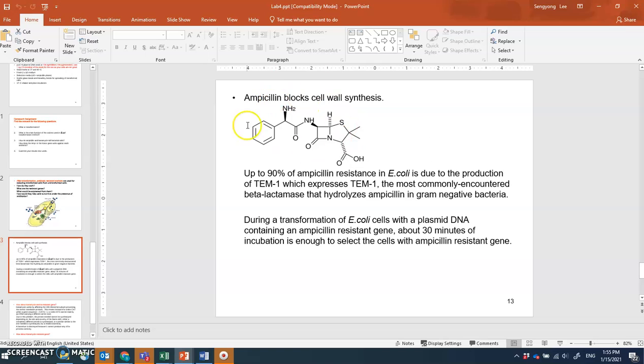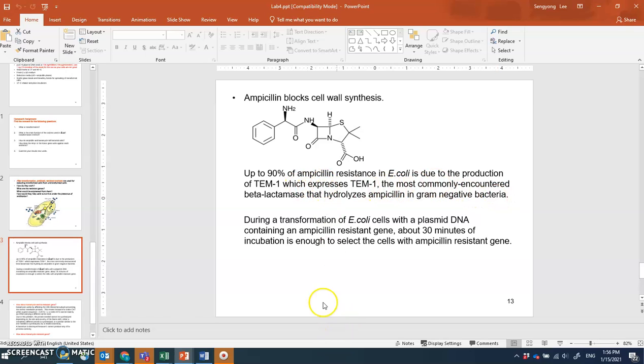So ampicillin looks like that. Like I said, ampicillin can block the cell wall synthesis. About 90% of ampicillin resistance in E. coli cells is due to the production of TEM1. So we're talking about the resistance, not the antibiotic, the ampicillin itself. The gene expresses the TEM1 protein, which is a commonly encountered beta-lactamase enzyme that hydrolyzes ampicillin in gram-negative bacteria. So I guess the resistance gene can hydrolyze ampicillin.